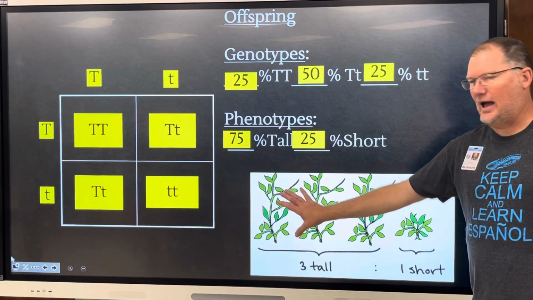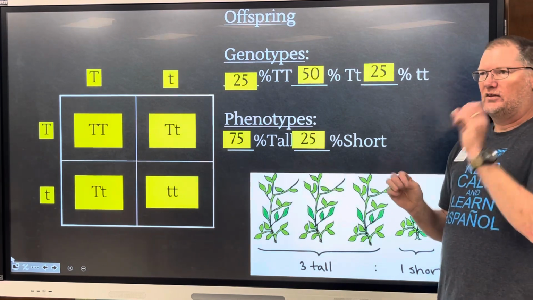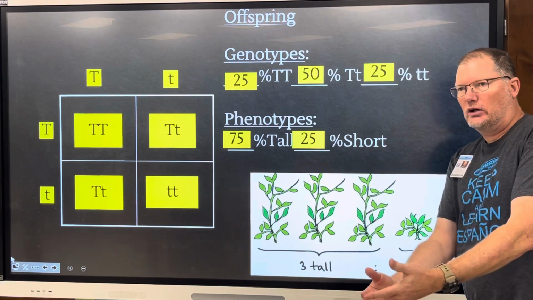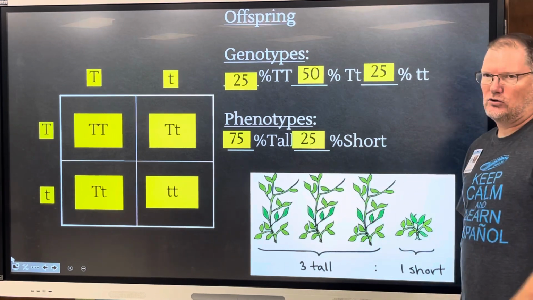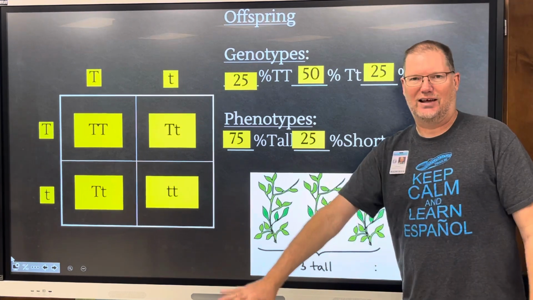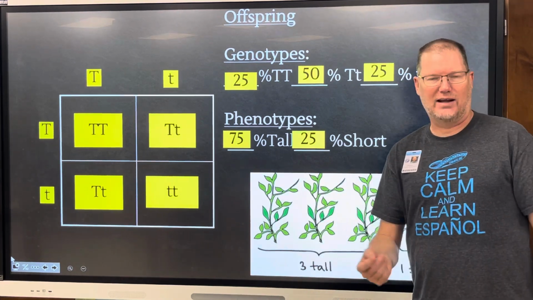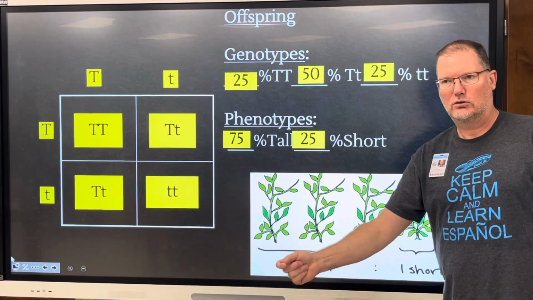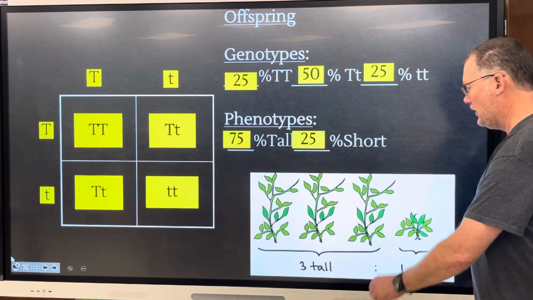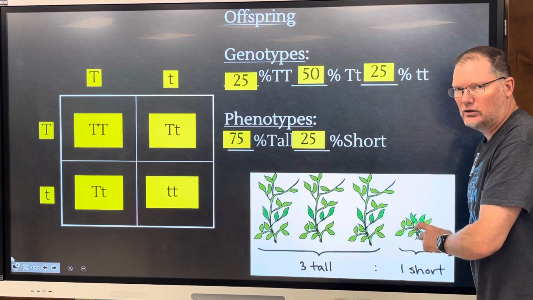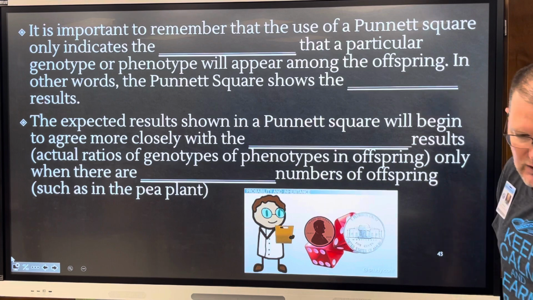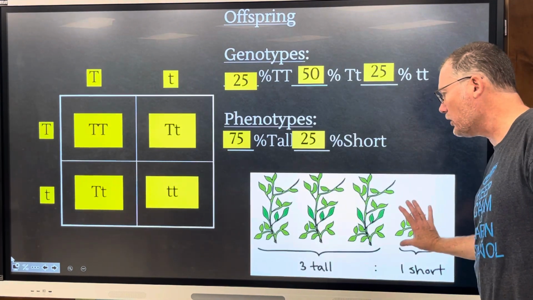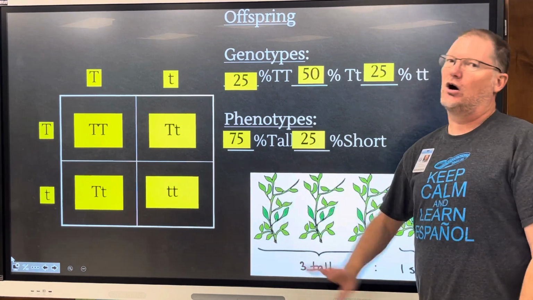So again, please know, this does not mean that if you and your mate have children, 3 of them are going to be tall and 1 of them is going to be short, and that's it. No. Again, it's like flipping a coin. It's the probability every time you get a kid, or every time they have a pea plant, okay? You've got a 1 in 4 shot of the plant being short. 1 in 4 being short, and a 3 out of 4 being tall.